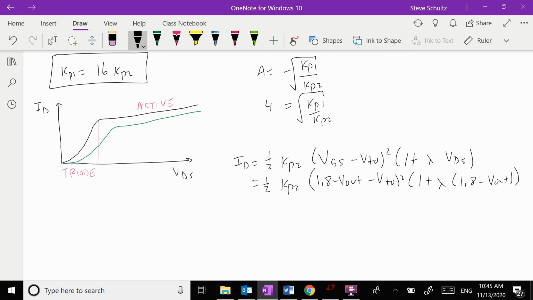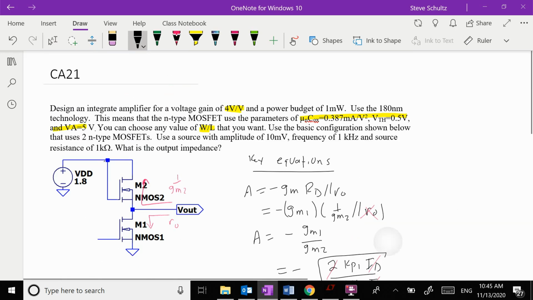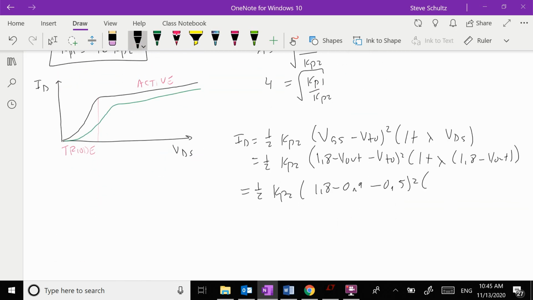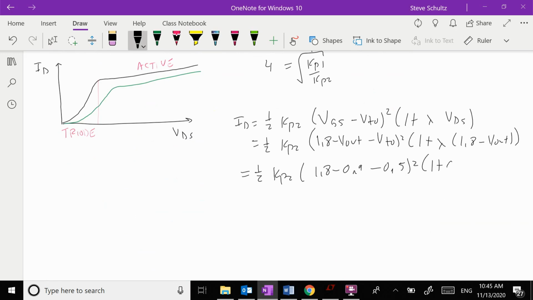Now we want to center this approximately in the middle, so we're just going to pick the V out to be 0.9. So we have 1/2 KP2 times 1.8 minus 0.9 minus 0.5, since we have a VTO of 0.5. And then my lambda: we have a VA of 5, so 1 over 5 is my lambda. So this is 0.2 times 1.8 minus 0.9. So what you see here is the only unknown is my KP2, so then I can solve for that.